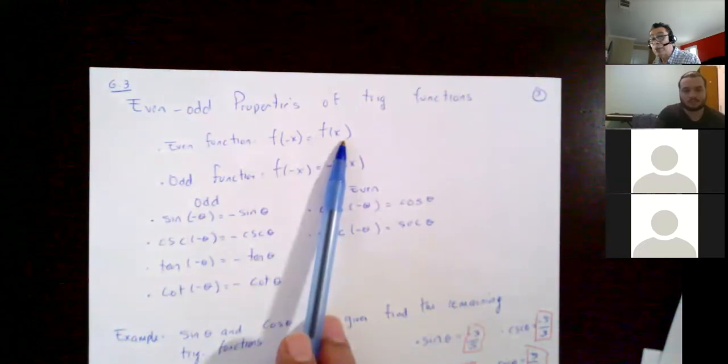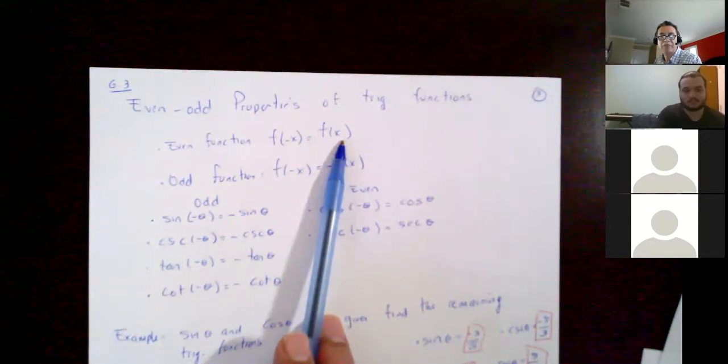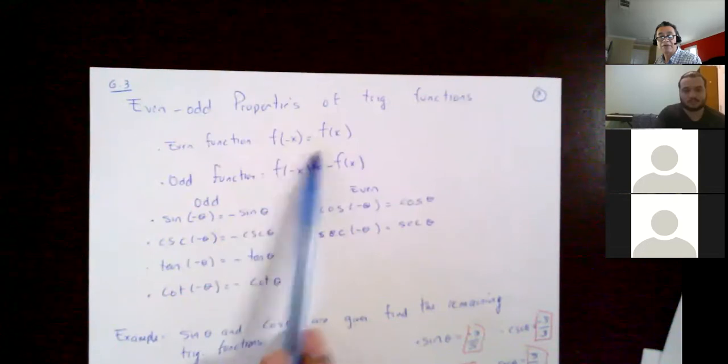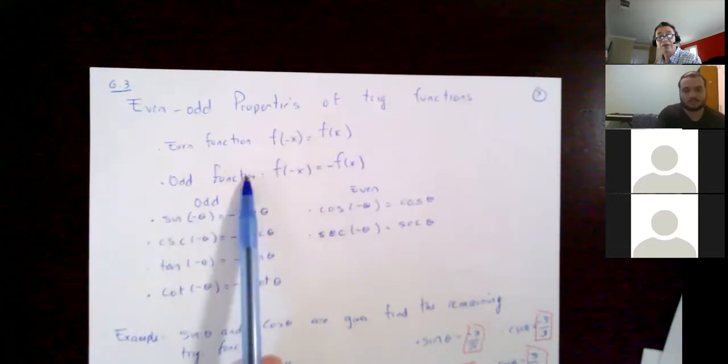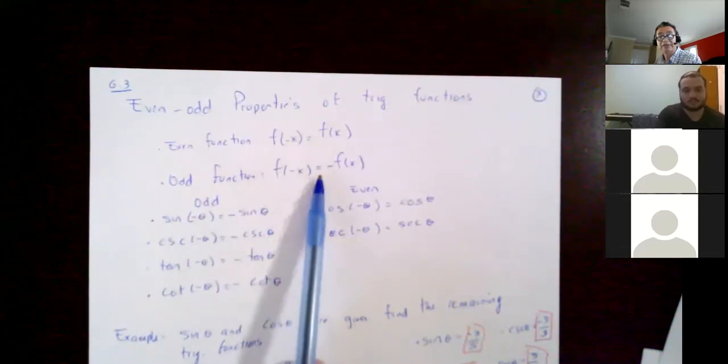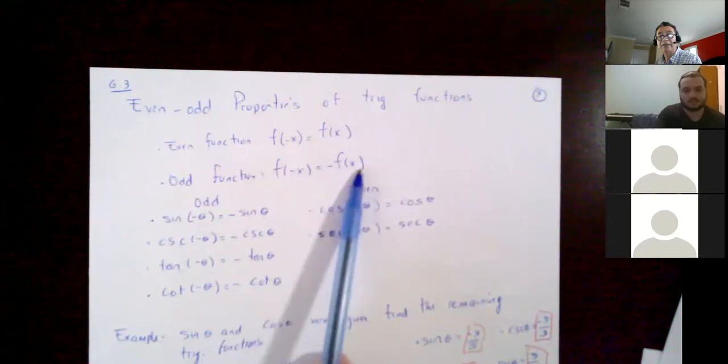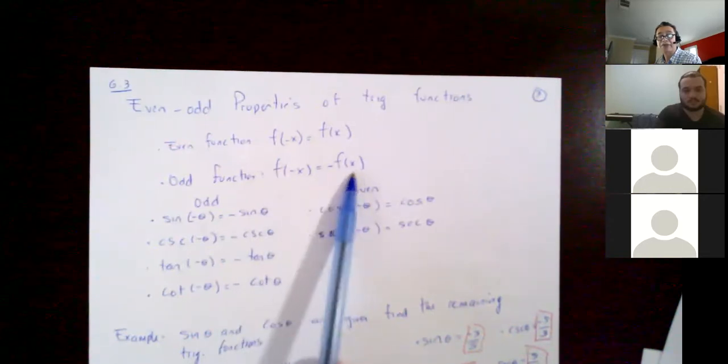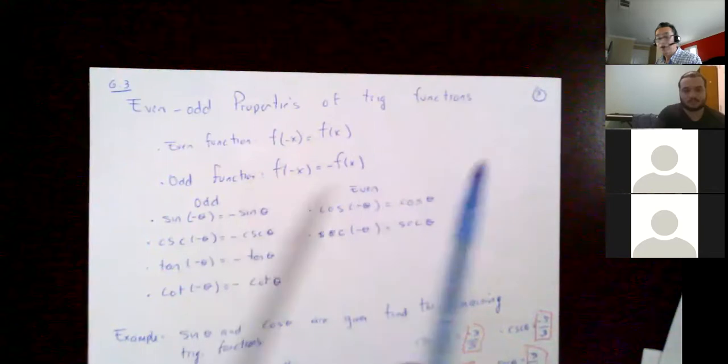Or in other words, an even function is a function that is symmetric with respect to the y-axis. You guys remember, right? That's an even function. An odd function, f of negative x equals negative f of x, is symmetric with respect to the origin.